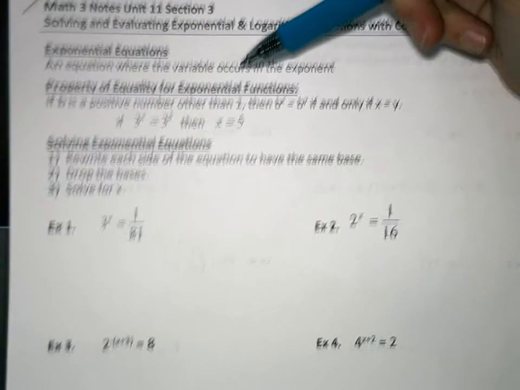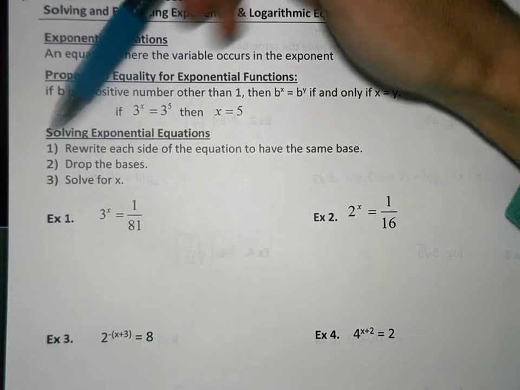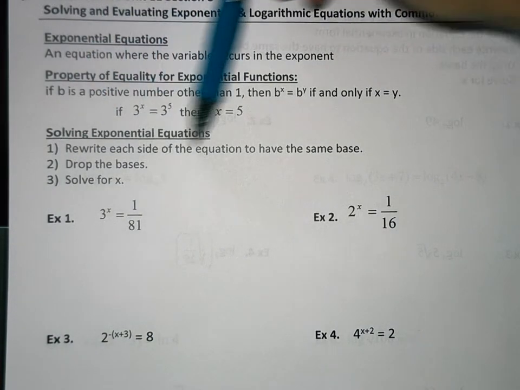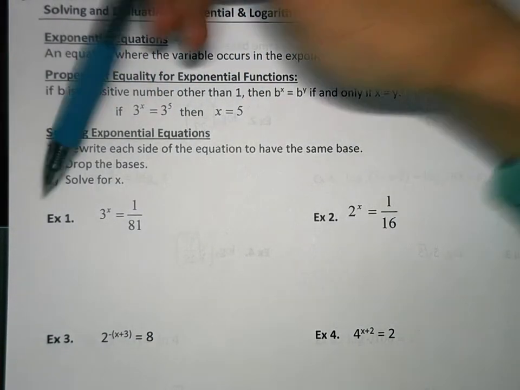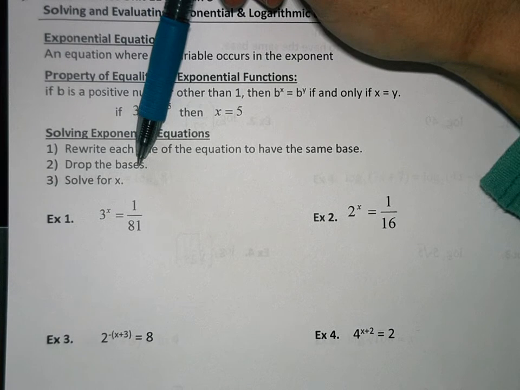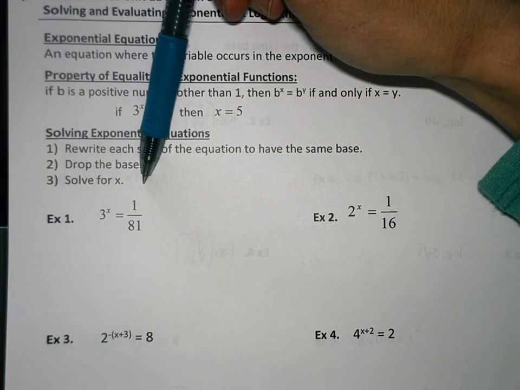Okay, here are the steps for solving exponential equations. So the first thing you want to do is rewrite each side of the equation to have the same base. Next, you drop the bases or cancel them out, and then you solve for x.